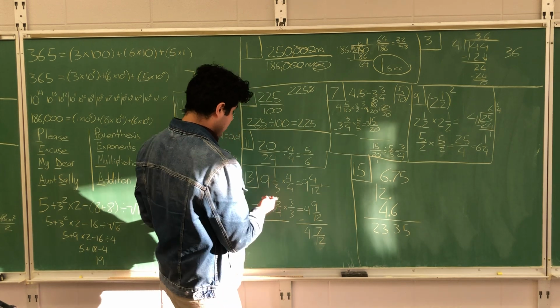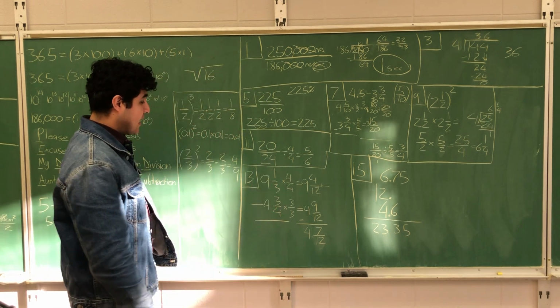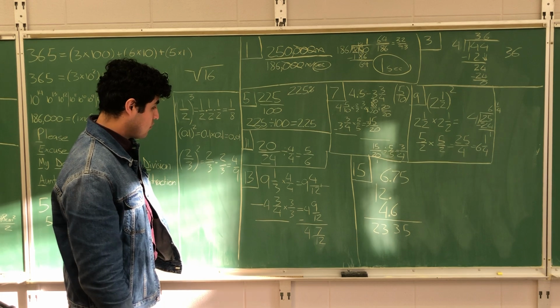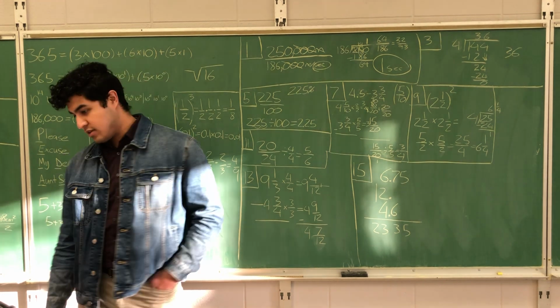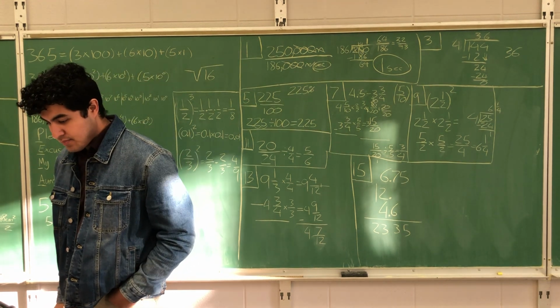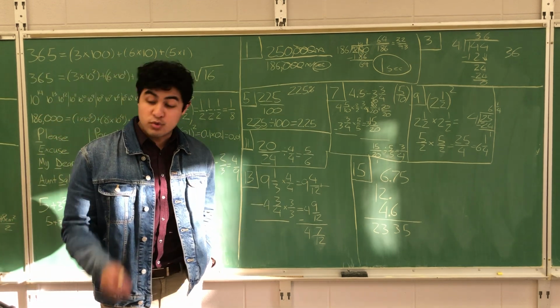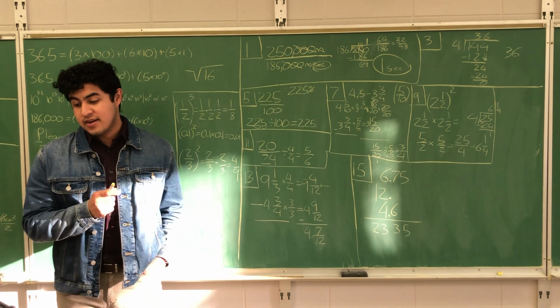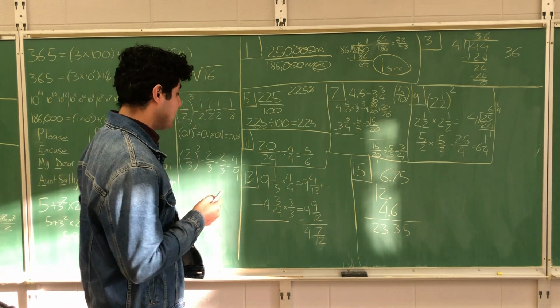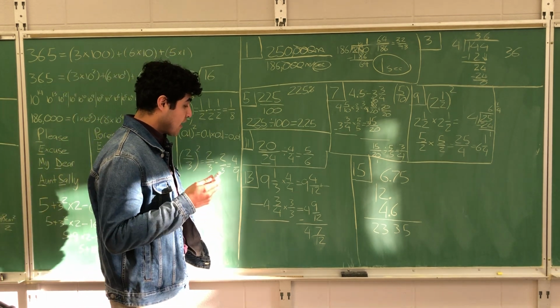Our next question is right below here. We've got, let me check here, where am I? Number 13? Oh yes, apologies. W plus 4 3/4 equals 9 1/3. We have a missing factor. We have a missing term.